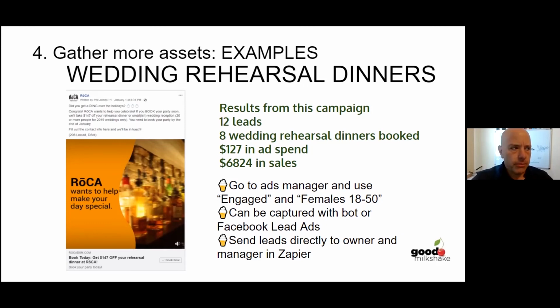It's one thing we started doing with this restaurant a number of years ago. This time of year, people start thinking about weddings in the upcoming season. What we were able to do is really get down and target specifically people that are engaged, and women. This is what we did with this ad. We targeted people that we were going to do rehearsal dinners.